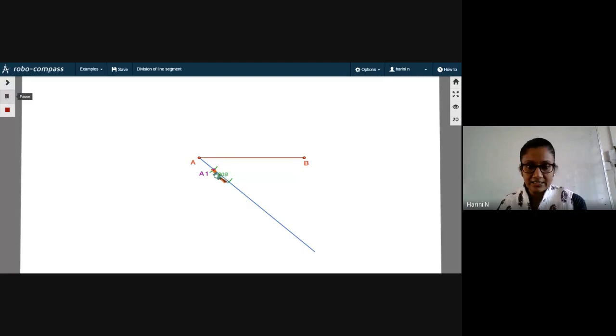The second arc is getting made. No change in the radius. Point of intersection, you will mark it as A2. Then again take your compass with the same radius. Cut an arc. Mark the point of intersection as A3. Do not change the radius in your compass.